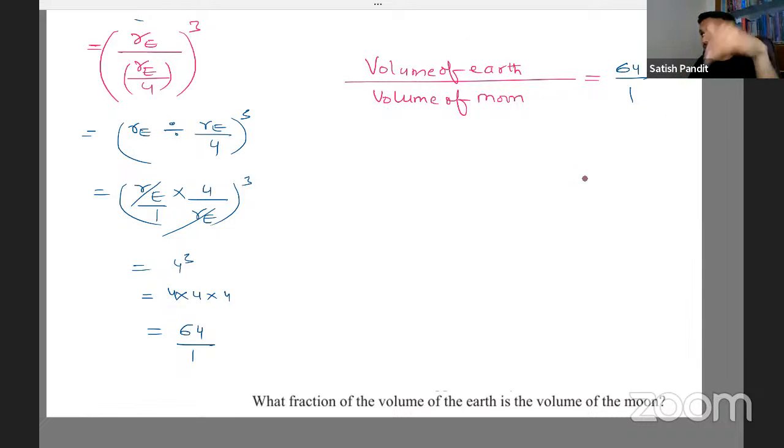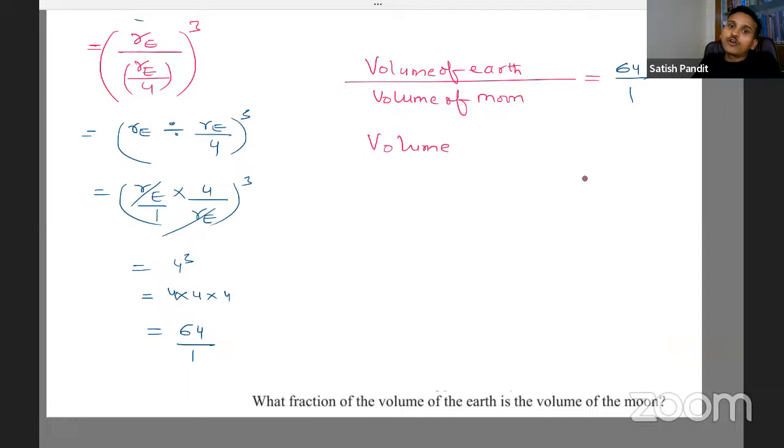I'll take reciprocal. Okay. See, suppose 2 by 3 is equal to 2 by 3. Then write 3 by 2 is equal to 3 by 2. Yes, it will be true. So same way, here I'll take reciprocal. Why am I taking reciprocal? Because I want to write volume of moon in terms of volume of Earth, and it will become easy if I take reciprocal. I'll show you how.